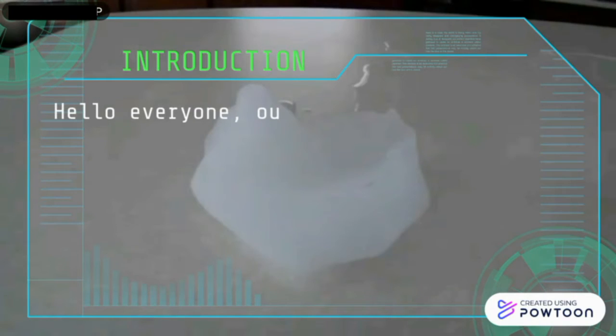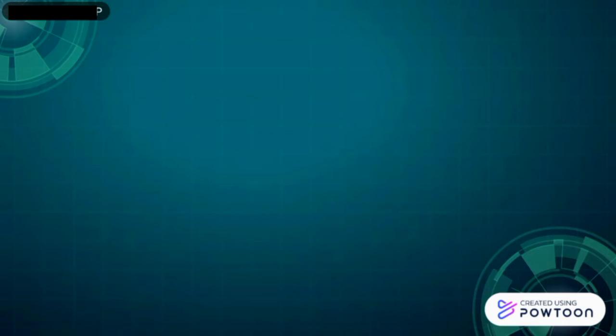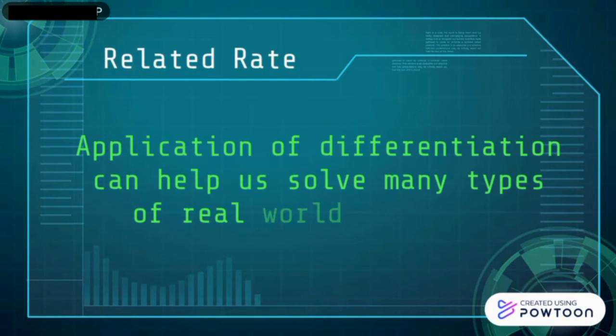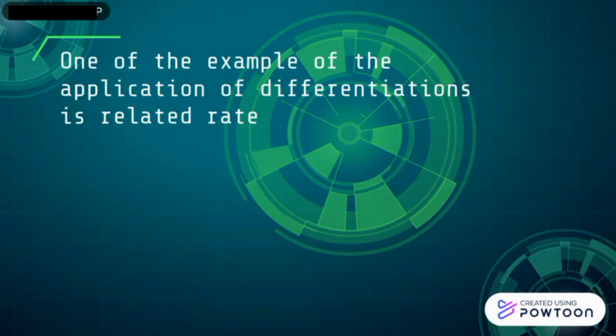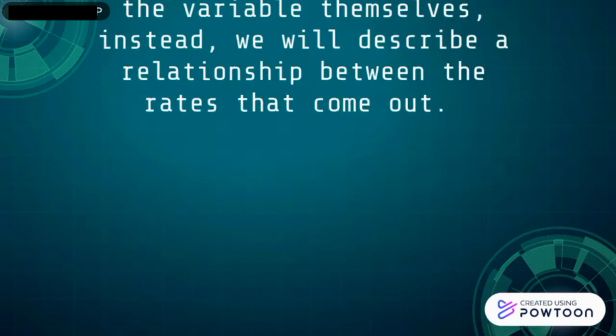Everyone, our topic is related rate: the melting snowball. Related rate is an application of differentiation that can help us solve many types of real-world problems. One example is where two variables are changing over time. Between these variables, there is a relationship.